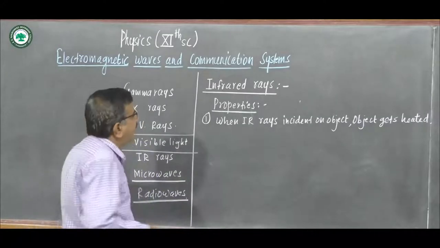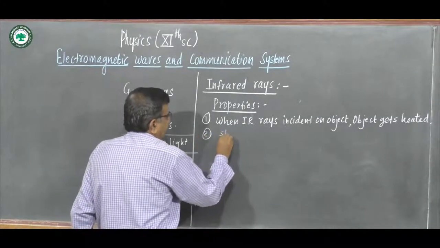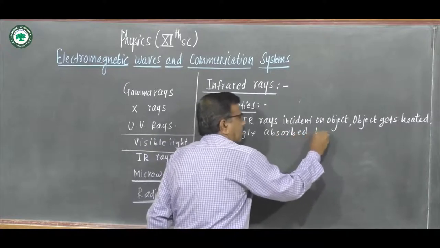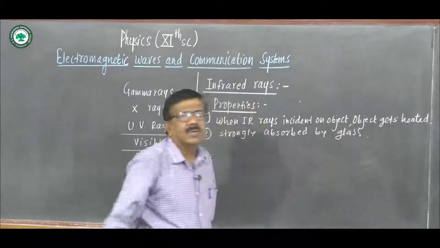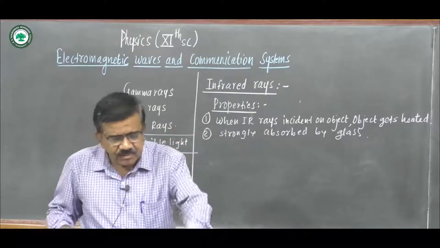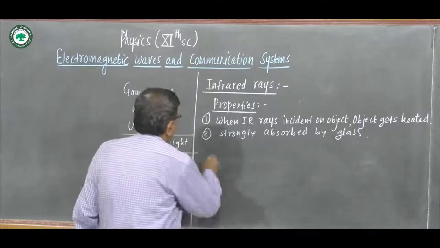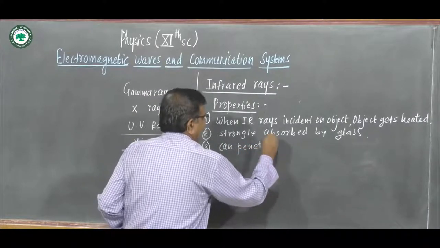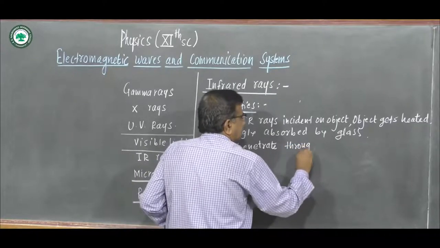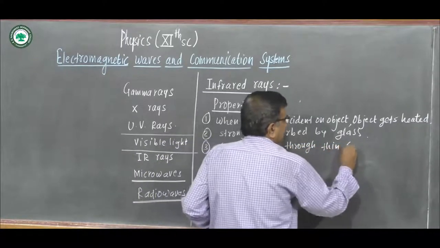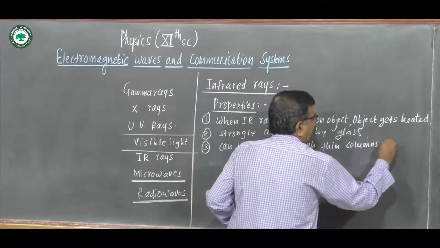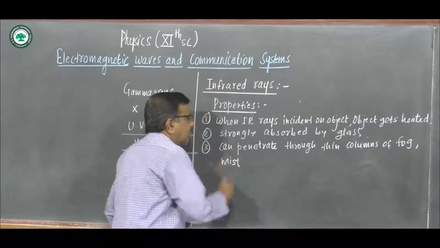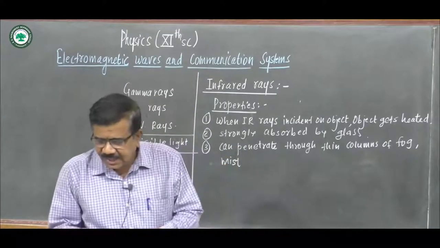These rays are strongly absorbed by the glass. Infrared rays are strongly absorbed by the glass. They can penetrate through thin columns of fog. That is, they can pass through thin columns of fog, mist, and cloud cover.